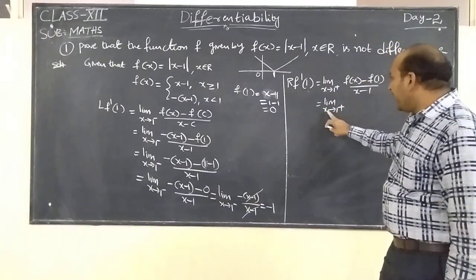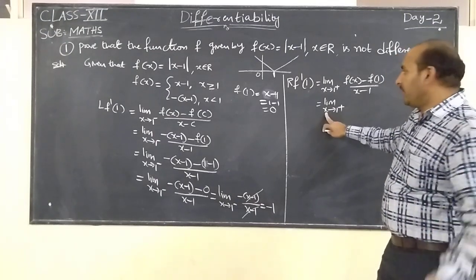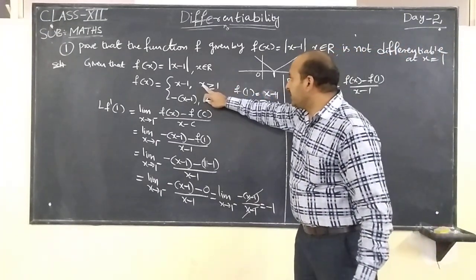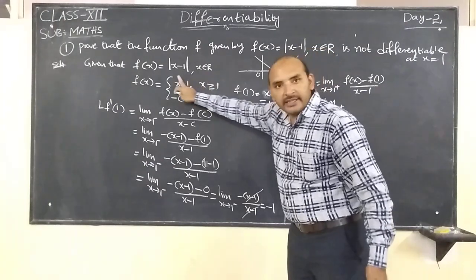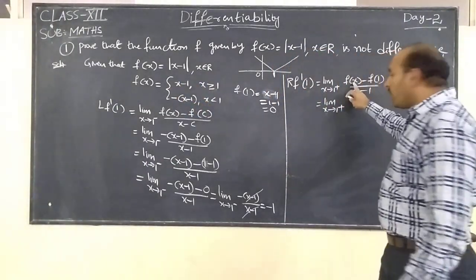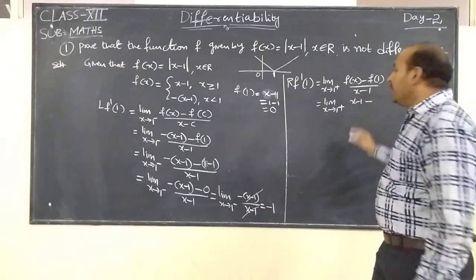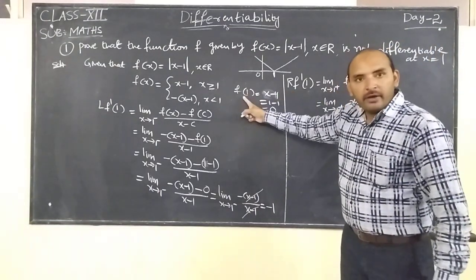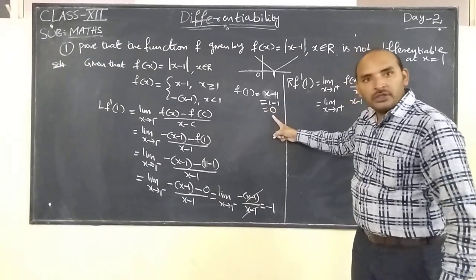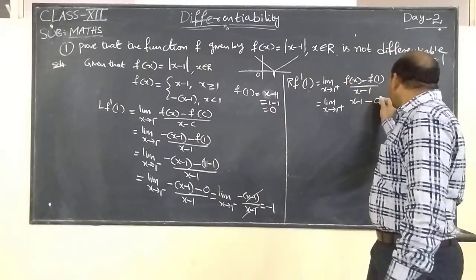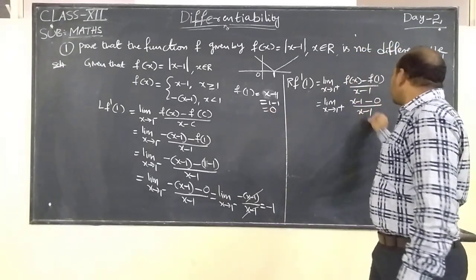So what is the condition? X approaches 1 from the right, x greater than 1. What is the condition? X greater than 1, condition is x minus 1. Instead of f of x, we just write x minus 1, minus. What is f of 1? Already we completed, f of 1 value, how much? 0. You can write f of 1 value 0 divided by x minus 1.